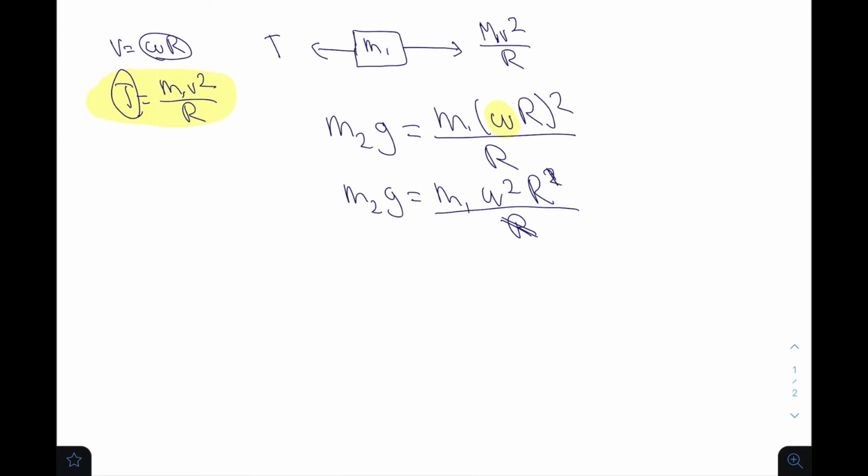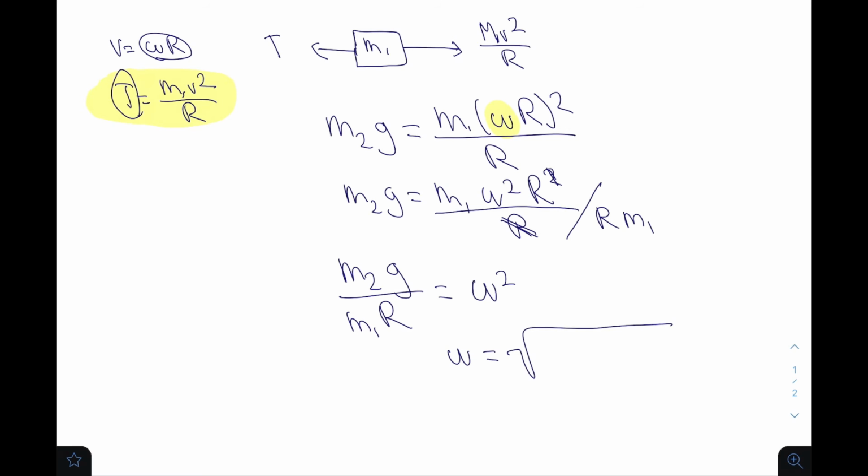And then now we can try isolating for angular velocity. We'll divide by the r on this side and the mass 1. So we have mass 2 times gravity over mass 1 times the radius is equal to angular velocity squared. Finally, we can just square root. So angular velocity is equal to the square root of m2 times gravity over mass 1 times the radius.